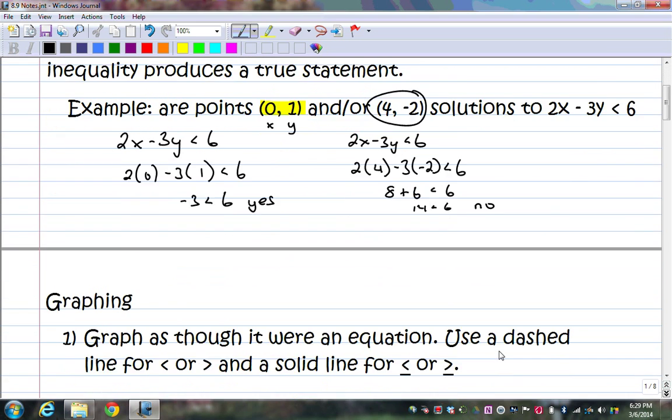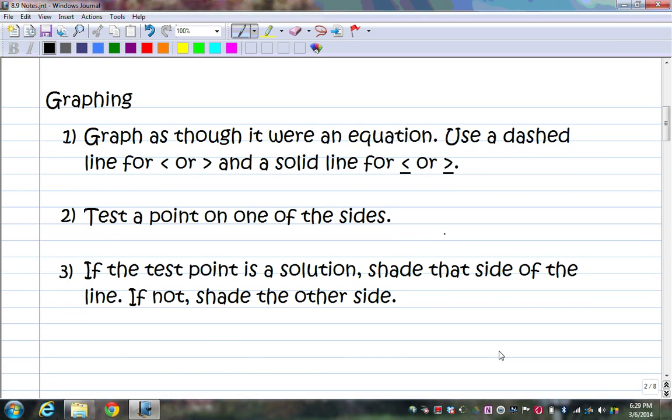Let's talk about graphing. You may have graphed inequalities on a number line. Now what we're going to do is graph them on the regular coordinate grid. So for graphing, what you want to do is graph it as though it were an equation, except you want to use a dashed line if it's a less than or greater than sign, and then use a solid line if it's a less than or equal to or a greater than or equal to. Because what this means is the line itself is not a solution, but anything on one side of it would be. These mean that the line is a solution, but also anything on one side would be a solution.